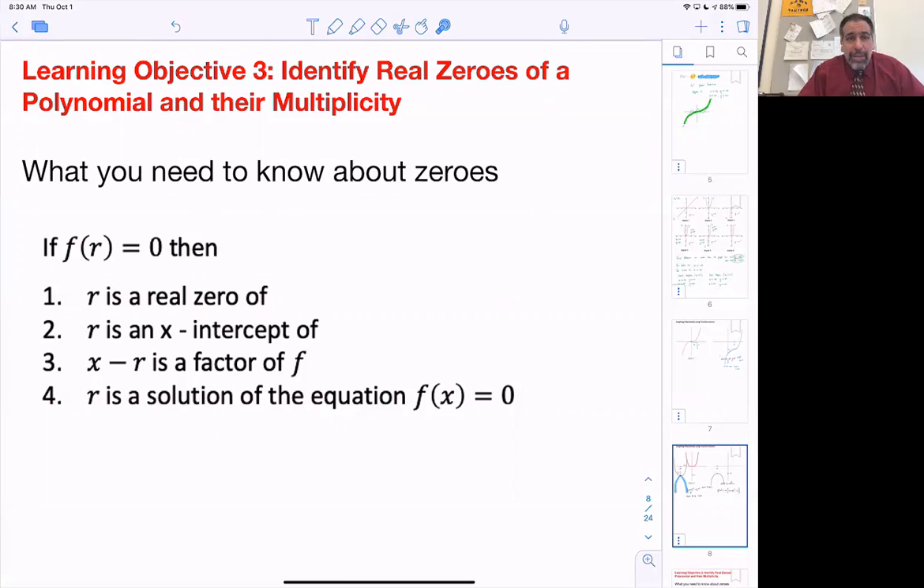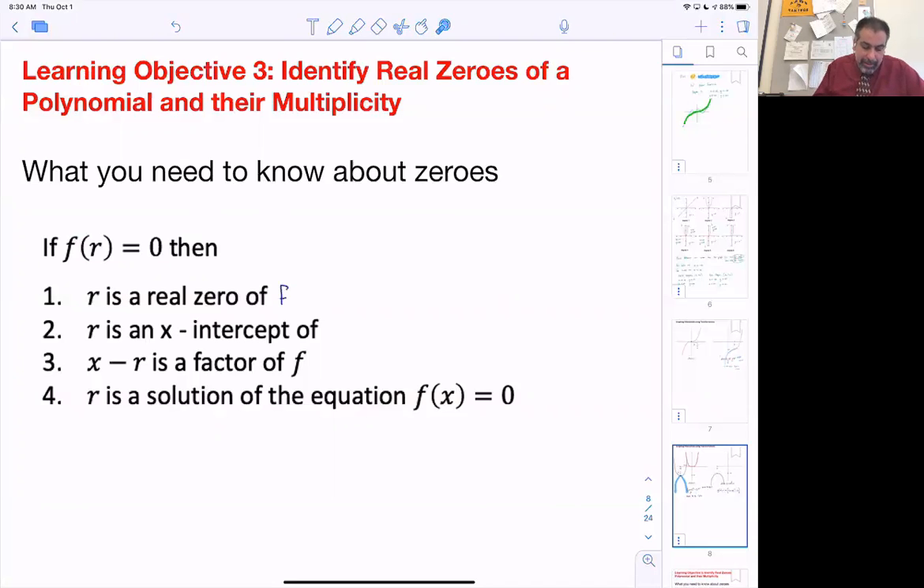Now, the second piece of this puzzle is understanding this word multiplicity, and we're going to get to that in just a second. But first, you need to know some facts about the real zeros, okay? So if you have a function where you plug r in and you get out 0, all that means is whatever you plugged in is the 0 of that function, okay? Is the 0 of f.